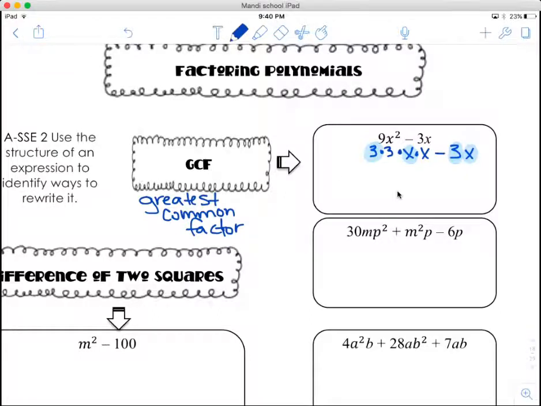So we want to take that, we want to bring that to the front. So if it's highlighted, it's going to disappear inside the parentheses. So what's left on the inside is a 3x minus, now this isn't gone completely because it's really taken times an invisible 1. So that's 3x minus 1.